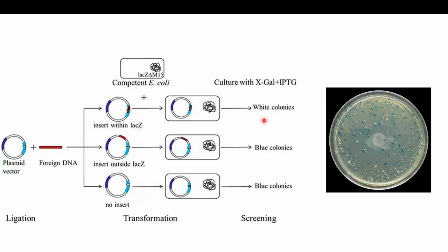But now the question that is being asked here is, what we ideally expect is that these white colonies are the ones with our recombinant vector. But somehow after the analysis, it was seen that the blue colonies had the recombinant plasmid. So what might be the issue here?